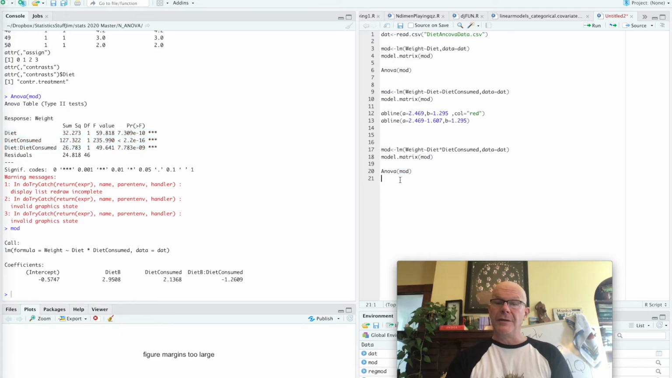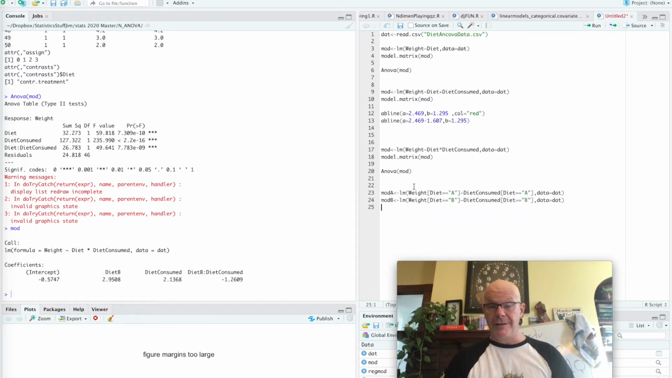And so what I'd want to do is I'd want to now split the model into two different models. I would want to have a model where I'm only looking at diet A, and a model where I'm only looking at diet B. That way I'm going to be able to do the hypothesis testing on the importance of diet consumed between both of those diets. And so I'm going to create a model A and a model B.